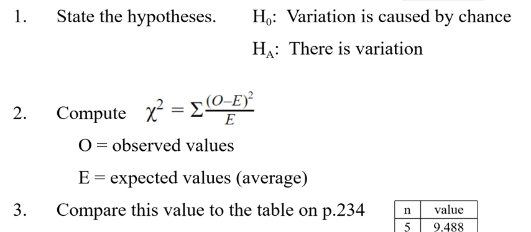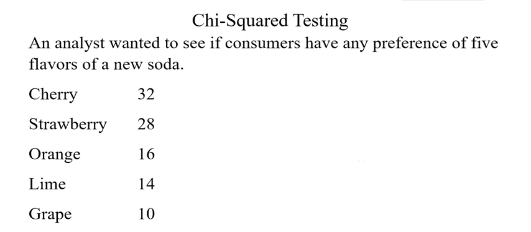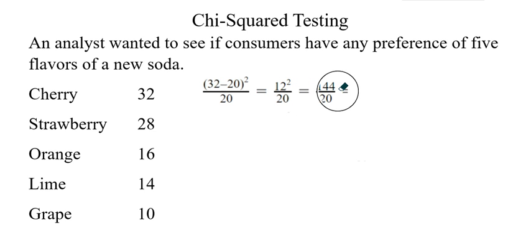I'm going to go to my original data. With that number 32, the first thing we do is take observed minus expected, 32 minus 20, square that value, and then divide by 20. That gives us 12 squared over 20, which is 144 over 20, which is a value of 7.2.